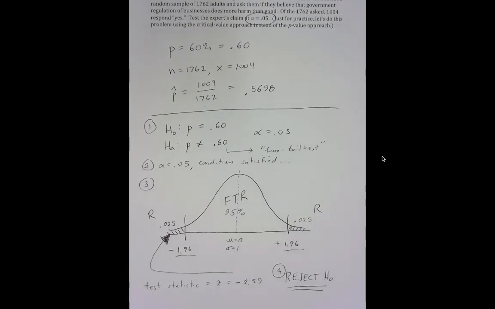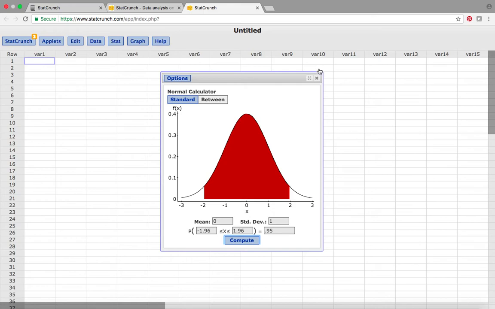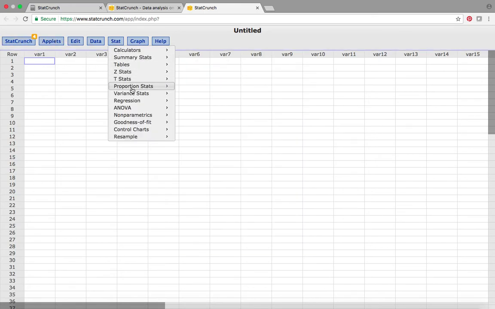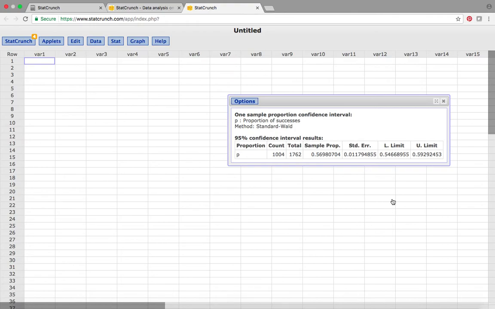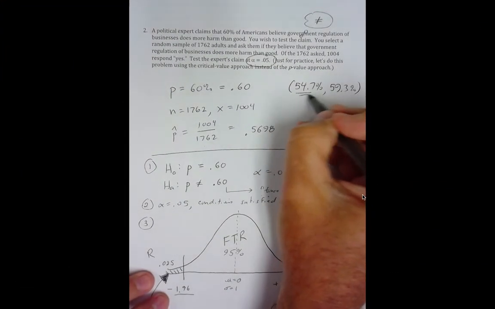The fifth step, I would calculate the confidence interval. So the confidence interval, proportion, one sample with summary. So again, I have 1004 out of 1762. Confidence level 0.95, compute. So we're 0.547. Guys, I want to write this down. So 54.7% to 59.3%. All right, so I just wrote that up here.